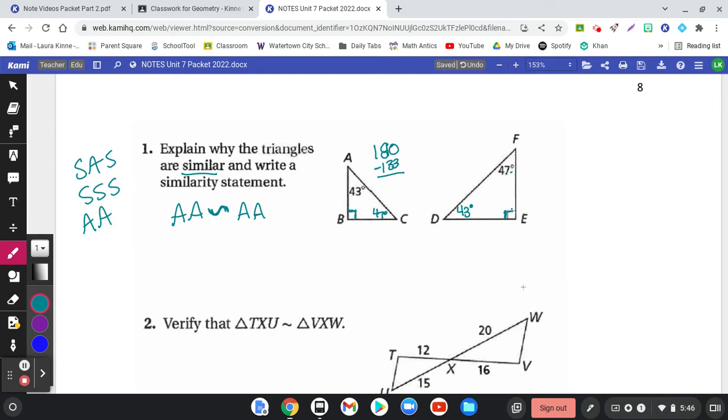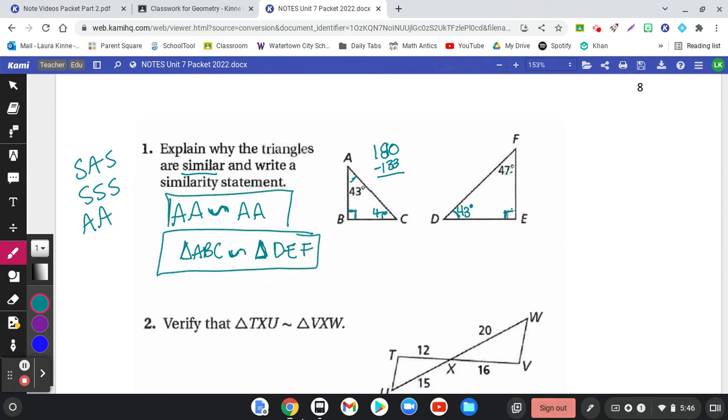And write a similarity statement. So I tend to go alphabetical. So triangle ABC is similar to, remember, not the same size, similar to triangle. Now, make sure you label this one right. Since I started with 43, 43 would be this one over here. So triangle D, B was our right angle, so E is our right angle. That's next. And F. So they're similar by angle-angle similarity, and there's your similarity statement.